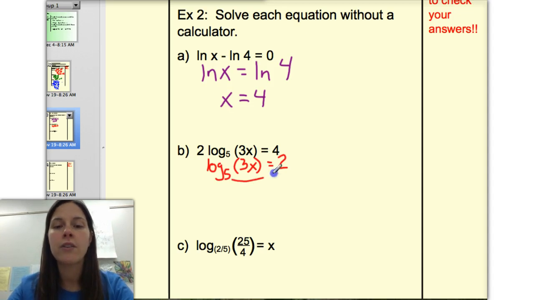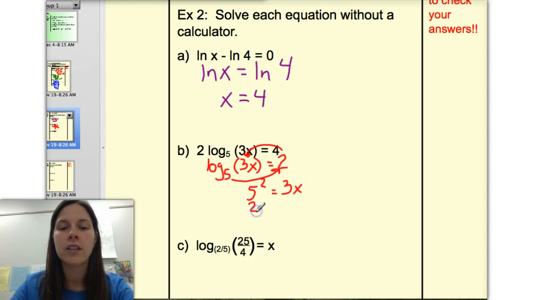So we have 5 to the second power equals 3x. And of course, for most of you, you might want to just jump to evaluating 5 squared, which is 25. Save yourselves a step. And solving for x, we're going to divide both sides by 3. So we get x equals 25 thirds.